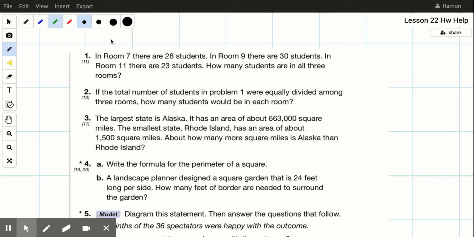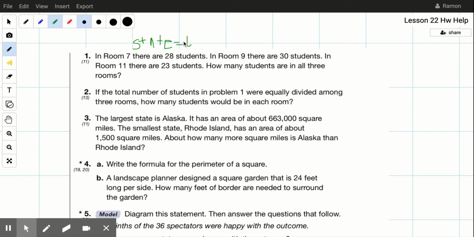Let's get started. Number one, in room 7, there are 28 students. Room 9 has 30. Room 11 has 23. How many students are in all three rooms? So we have to add up the total or the amount in each room. So room 7, room 9, room 11 gives us the total.